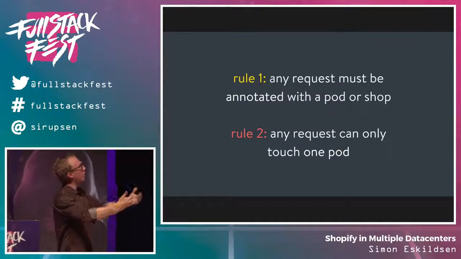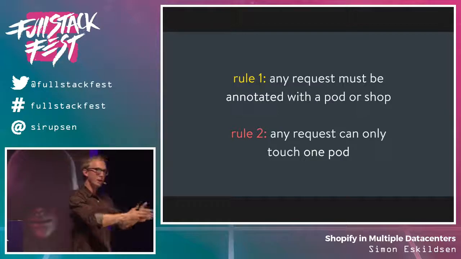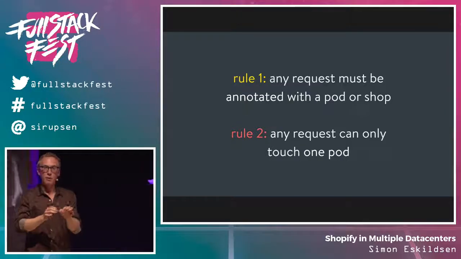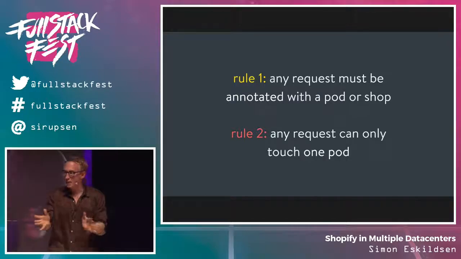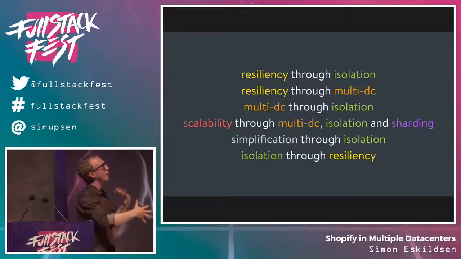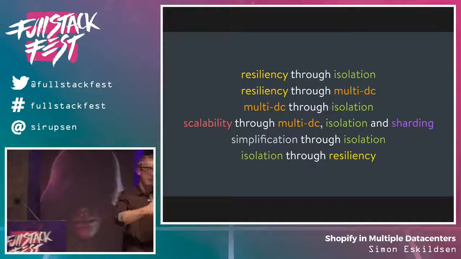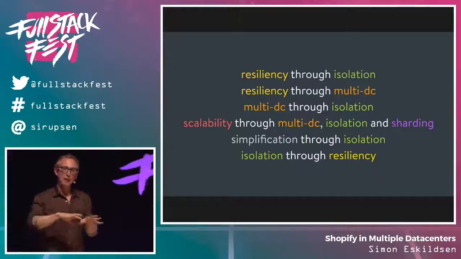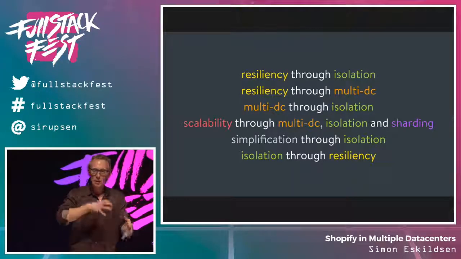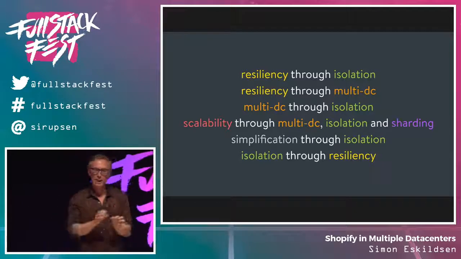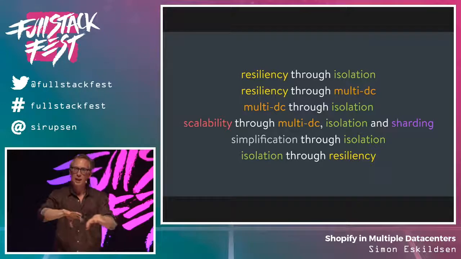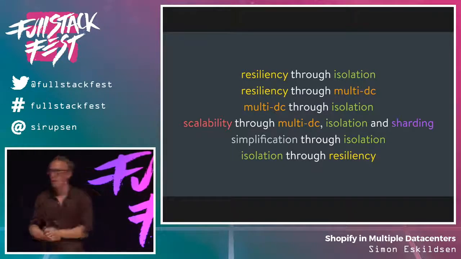And then, if you, on top of that, honor these two rules of every request to sorting hat being able to know where every request goes, and every request only touches one pod, you have the isolation to be able to run in multiple data centers. And I think it's really neat how all of the different efforts from over the years sort of play together. The resiliency that we get through isolation is quite good, but we also get isolation through resiliency. We get scalability through all of these different things, and the multi-DC that we've achieved really comes through the isolating of Shopify into many, many small Shopifys that can run independently.